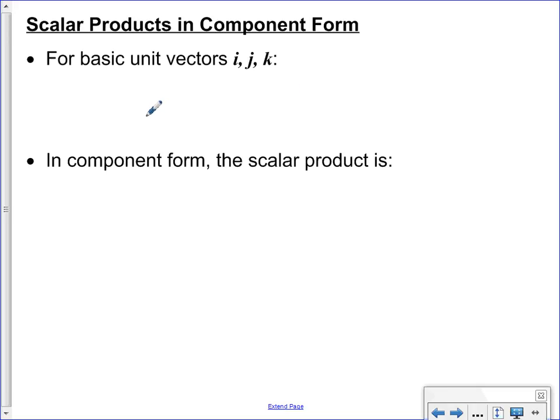Here we go. Basic unit vectors i, j, k. Remember, i, j, k are vectors, so I'm going to not write the vector symbol every time. Is that okay? Since they're all unit vectors, if you take the dot product of each one by itself, the dot product of i and i, you know what they equal?